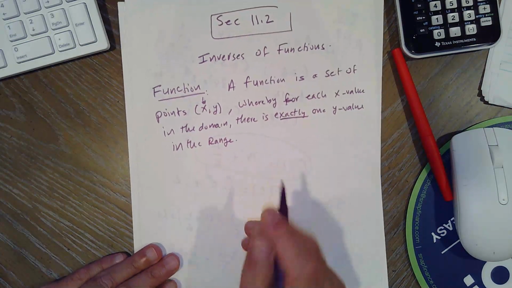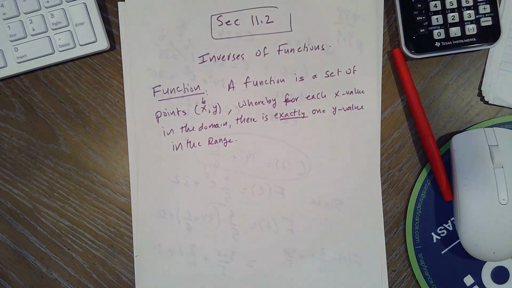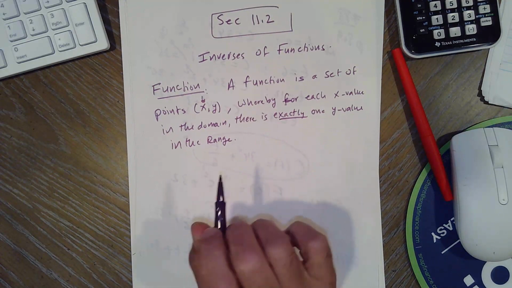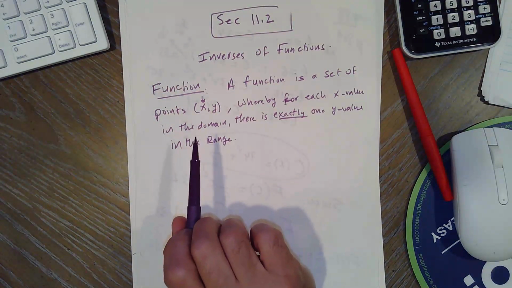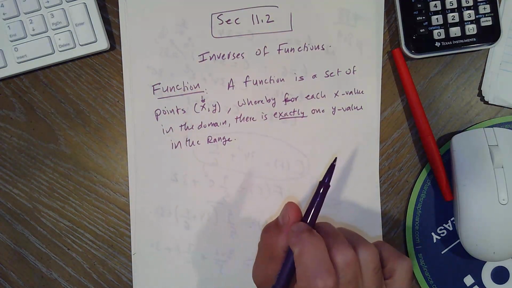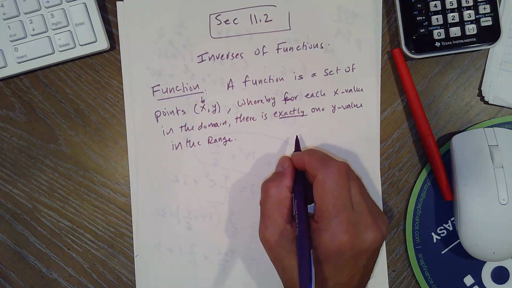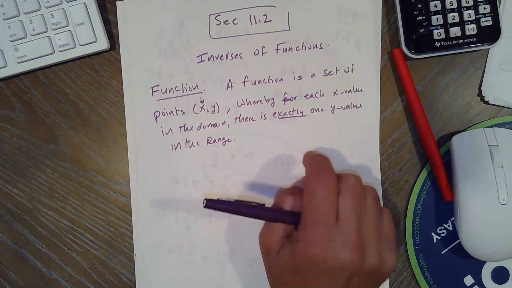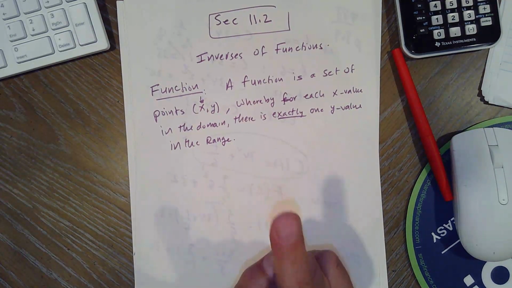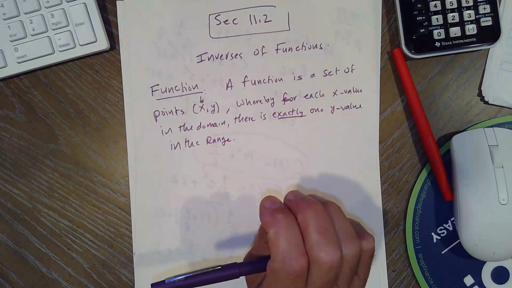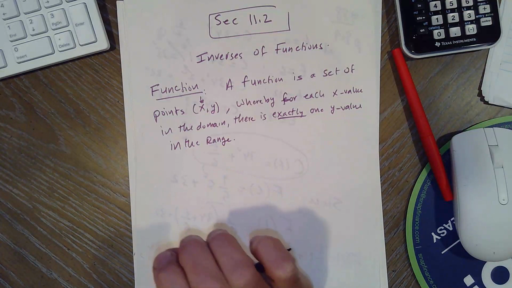So a relation or a mapping would be called a function if for each x in the domain, in the initial set, there's exactly one y. Each x has to be paired with exactly one y. If an x is paired with no y, or if an x is paired with two or more y's, then it's not a function. It has to be one x paired with one y.